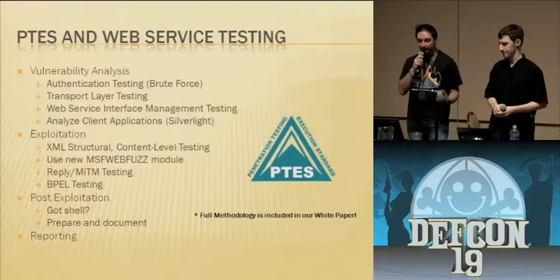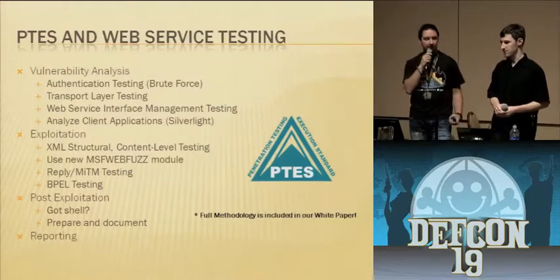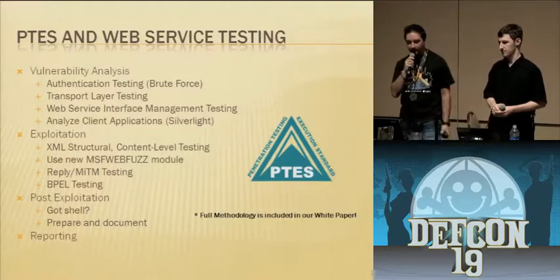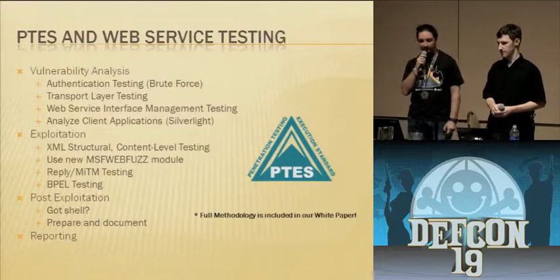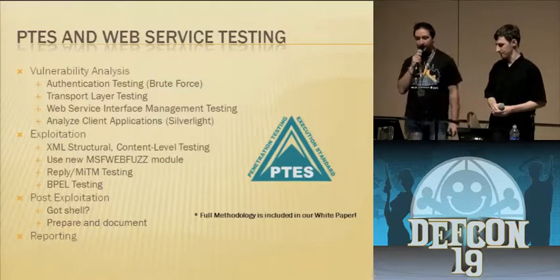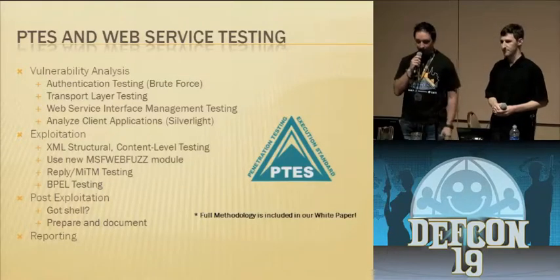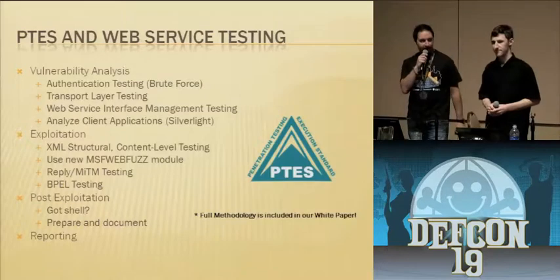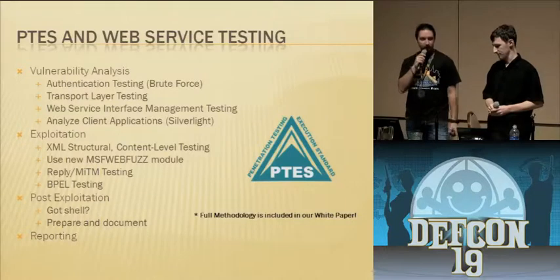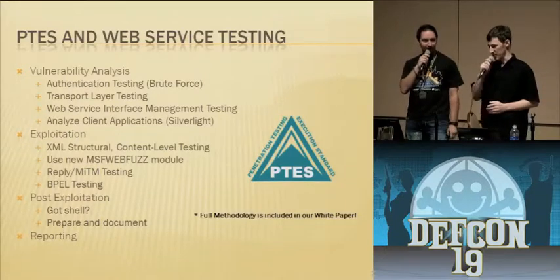We're going to do the authentication testing, transport layer, web service interface management testing, and analyze client-side applications, which we'll talk about in a little bit, like Microsoft Silverlight that interface with web services. And then, of course, the fun part, right? Exploitation. So we're going to do our content level testing. We're going to be fuzzing. You may want to use Jabra's new Metasploit MSF Web Fuzz module, which we'll talk about. And, of course, doing replaying, man-in-the-middle testing, and then Beeple, which we have a whole slide on.